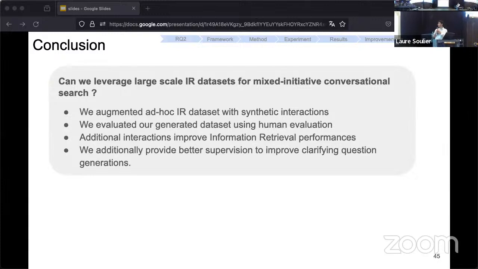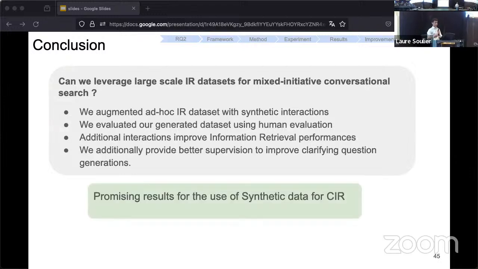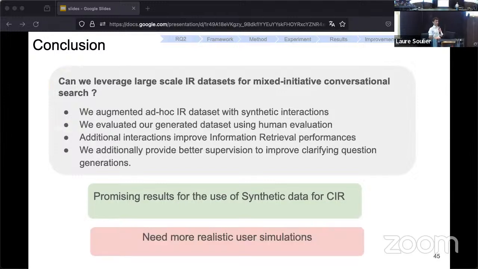In conclusion, in this work, we augmented ad hoc IR datasets with synthetic interactions between systems and the user. We evaluated our generated dataset using human evaluations, and additionally, we provided better supervision to generate more diverse and more natural follow-up questions.